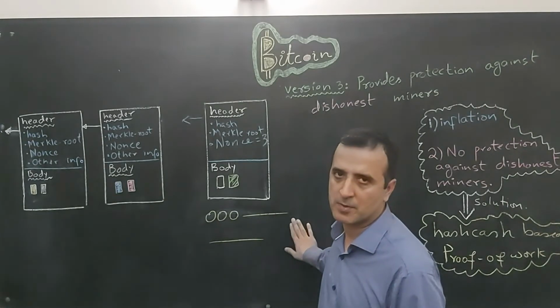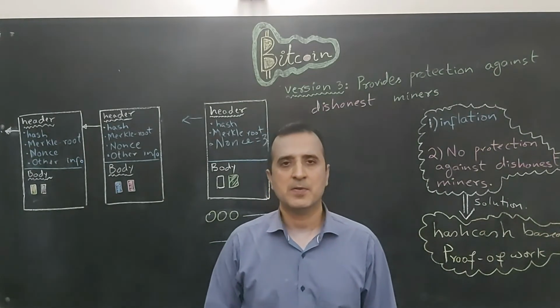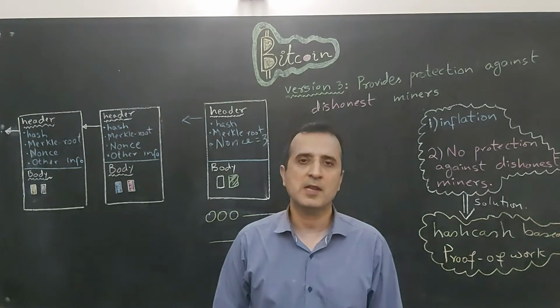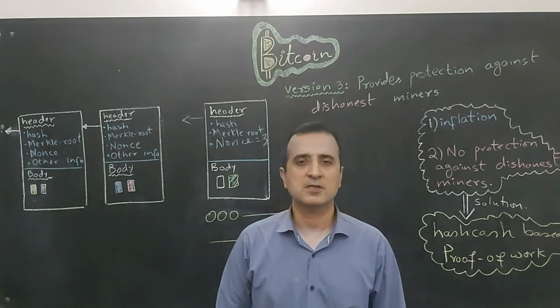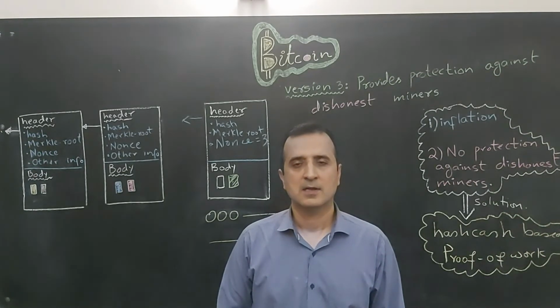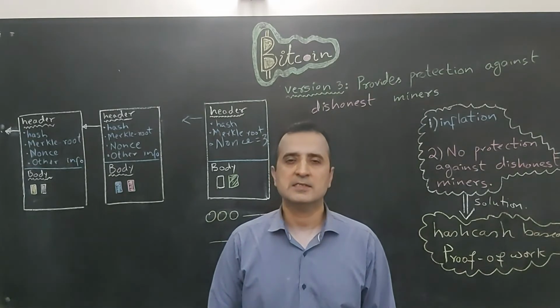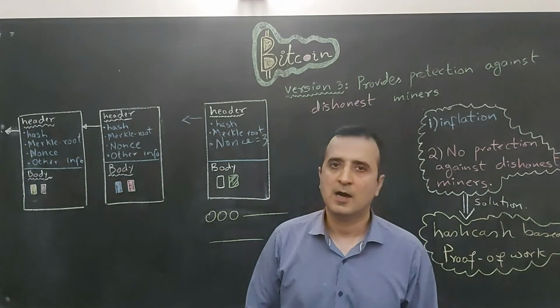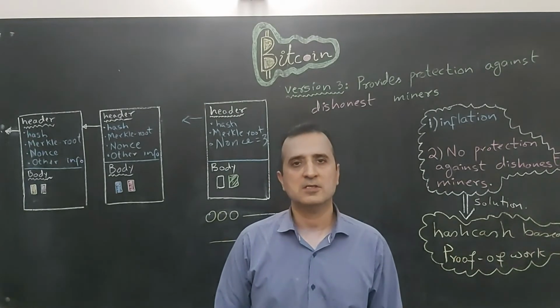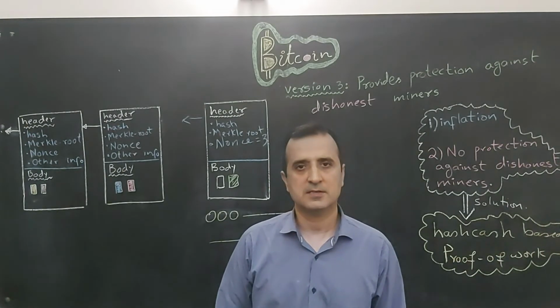One question can be asked: how do we know how many zeros should precede a random number? It depends upon the difficulty target set by the Bitcoin software, based upon how frequently blocks are being added in the blockchain. The difficulty target is set in a manner so that on average a new block can be added in the blockchain after every 10 minutes.